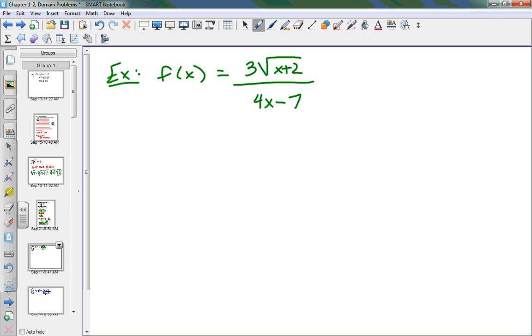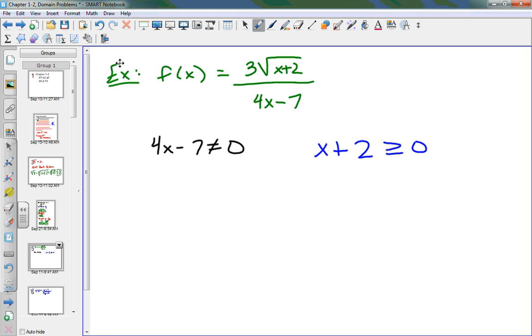Why do I have 2 restrictions? I have a fraction, which means my denominator cannot be what? So 4x minus 7 cannot be 0. And then what's my next restriction? Then even root. The junk underneath that, x plus 2, has to be what? Greater than or equal to 0. Positive meaning greater than or equal to 0.